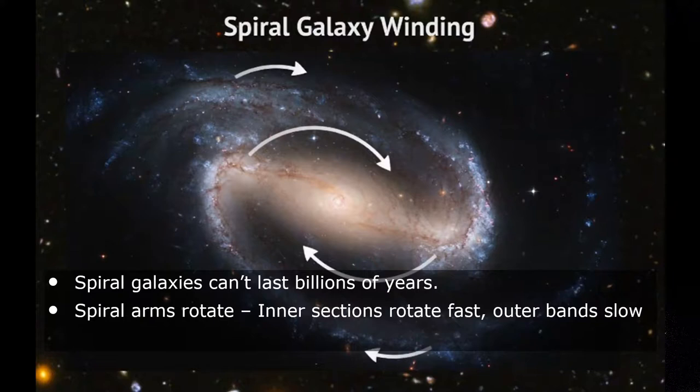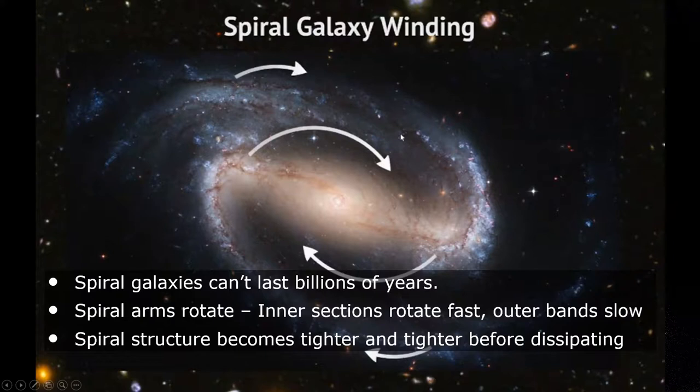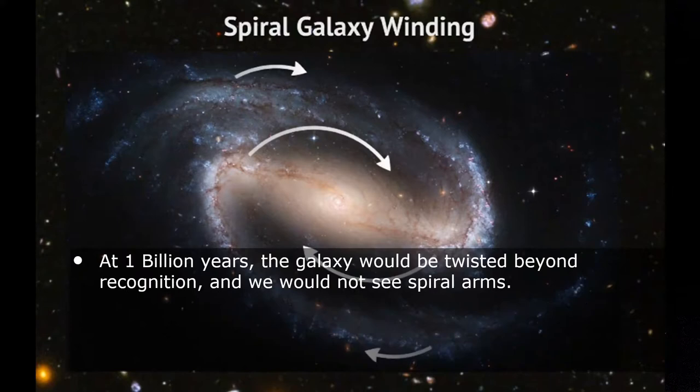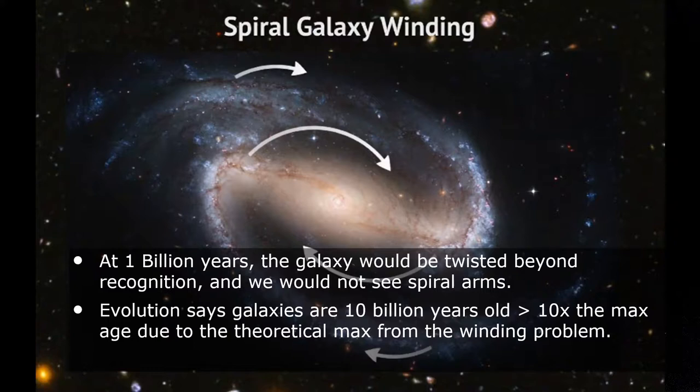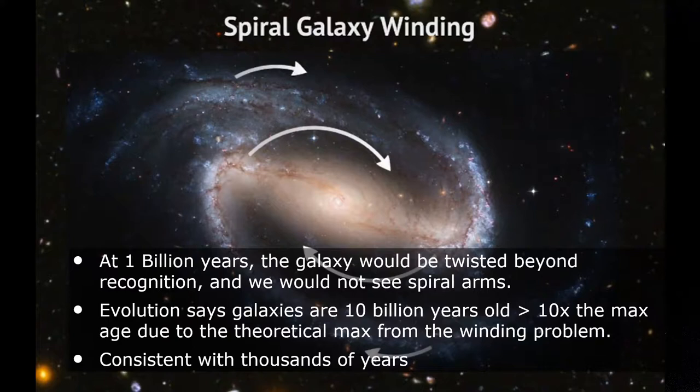So inside the galaxy, this is rotating faster than the outer bands. Spiral structure becomes tighter and tighter before dissipating. Just like a hurricane develops, it strengthens, has the eye, and it eventually weakens with time. Same concept. At 1 billion years, the galaxy would be twisted beyond recognition, and we wouldn't even see these spiral arms. So evolution says galaxies are 10 billion years old. So this is actually 10 times the max age due to the theoretical max from the winding problem. So what we see out there right now is consistent with thousands of years and not billions of years.